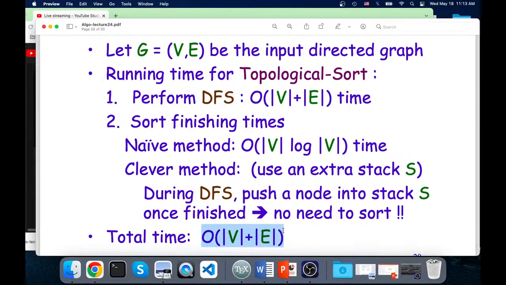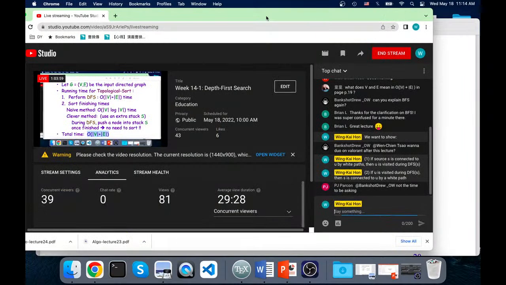This is not the only way of doing topological sort. There is another way, completely different, that performs topological sort, and it also makes sense. But we are introducing this algorithm here because it can be extended to solve a more complicated problem. We will talk about this next time. Okay, so that's all for today.